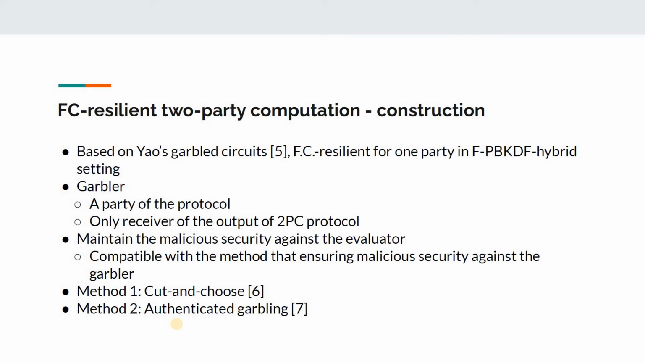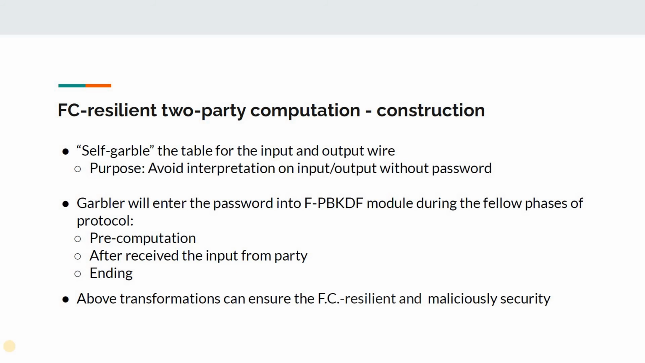which is a framework to obtain efficient constant round protocols for maliciously secure two-party computations. For the protocol designed here, the main idea is to self-garble the table, which means that the party will confuse the input and output wires. The purpose of this action is to avoid the interpretation of input and output wires without using a password.